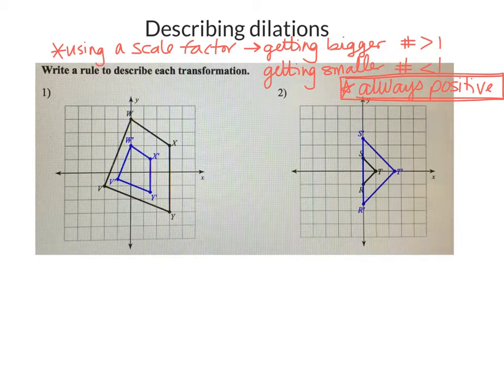And additionally, you want to note that scale factors should always be positive. Even if it's getting smaller, it's just going to be a fraction. It's not actually going to be a negative number. So you should never use negative numbers with dilations.